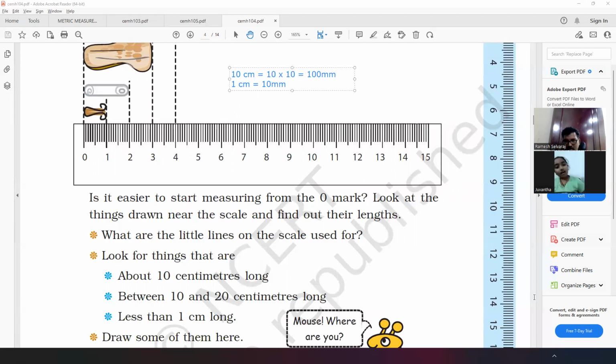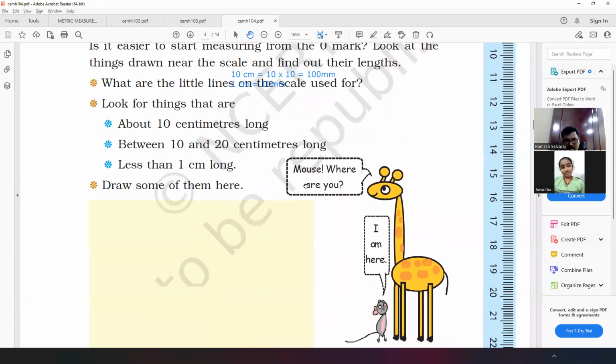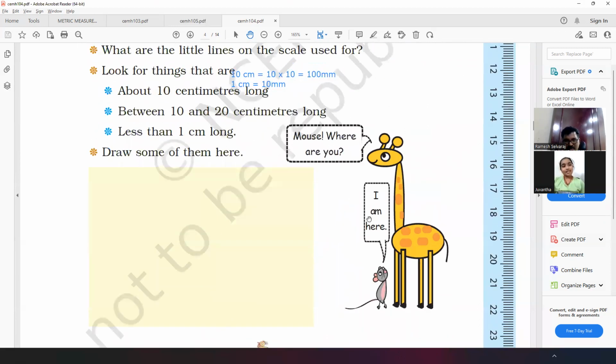Now, Mouse, where are you? Here. I am here. This is to measure the height. You see, from here to here, this mouse has a small height. The giraffe has a longer height. So you can use your scale. You can measure this height and you can measure this height also. So you will understand the concept of length, right?